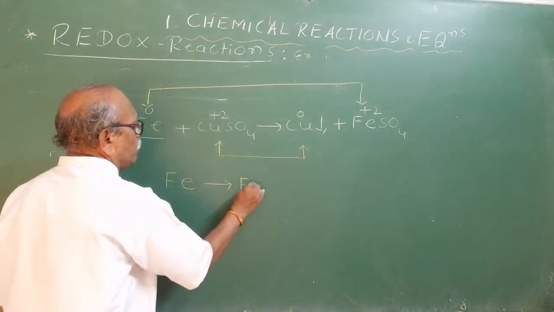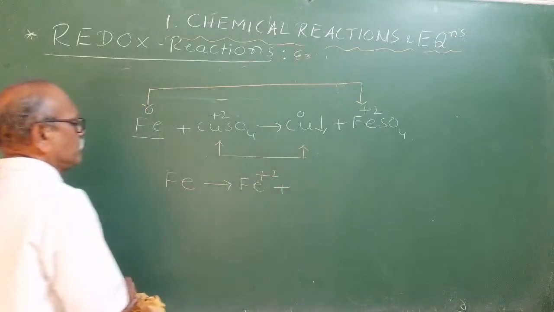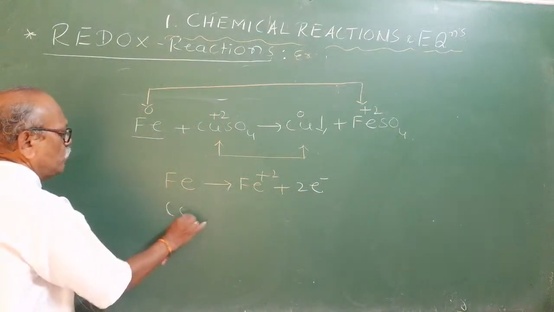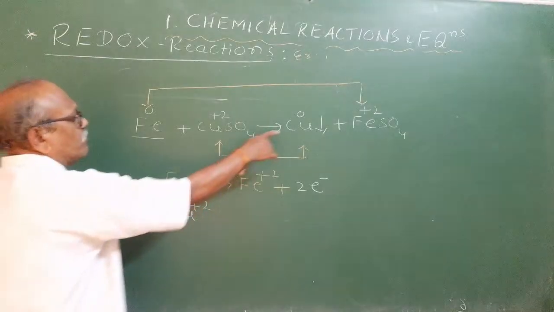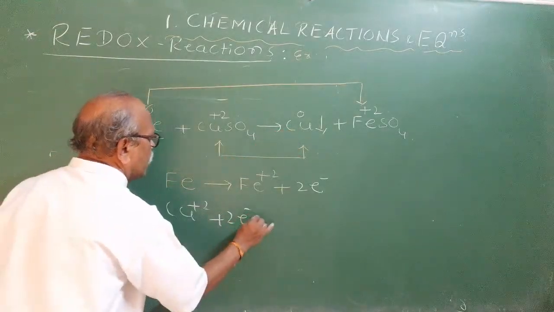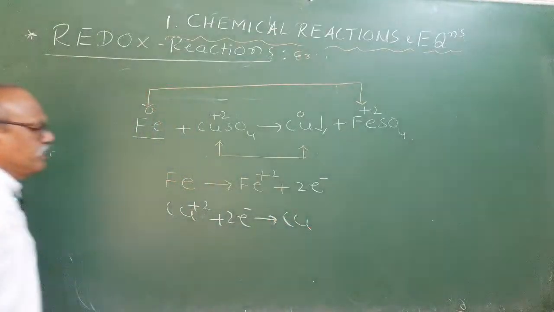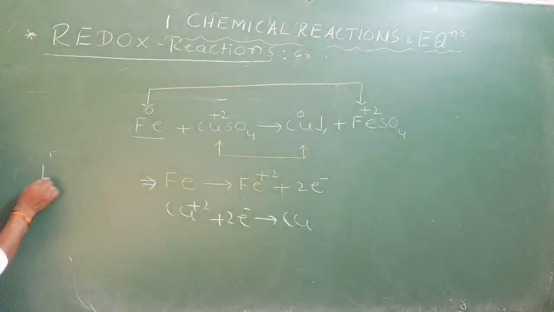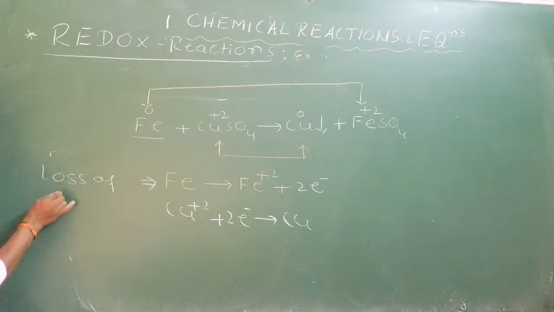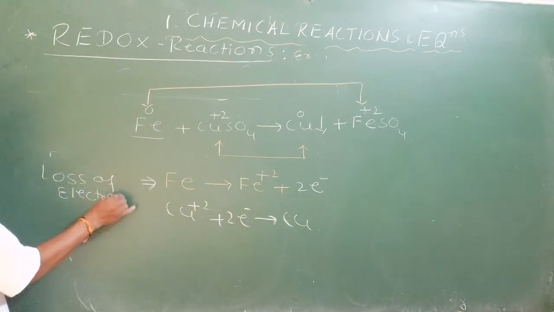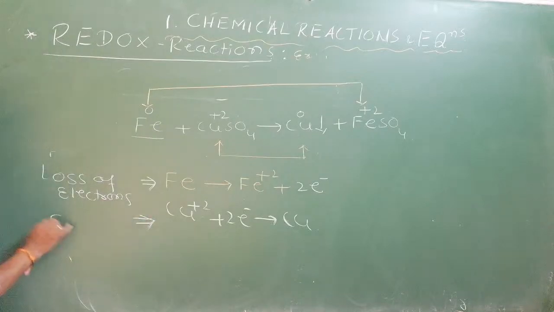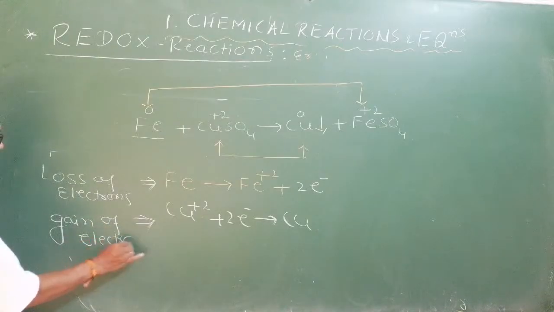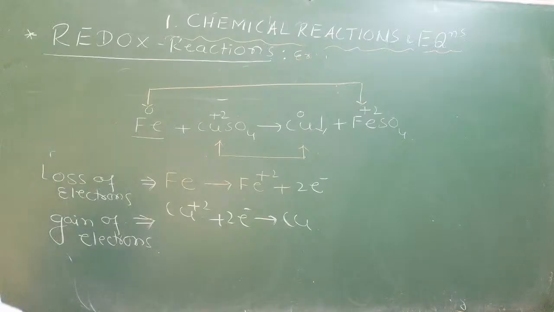Fe, to convert it into Fe +2, what should happen to it? It should lose how many electrons? 2 electrons. For Cu +2 to convert into copper, it should gain electrons to become copper. And here what is happening? Iron is losing electrons, loss of electrons. Remember, loss of electrons. And here, gain of electrons.